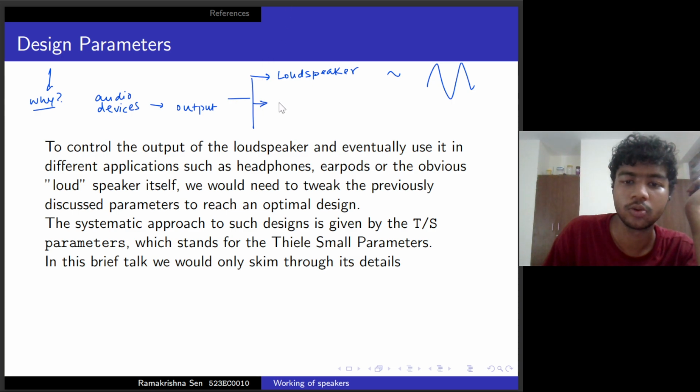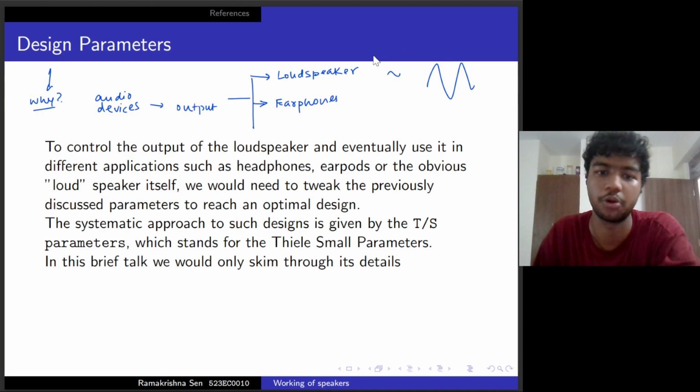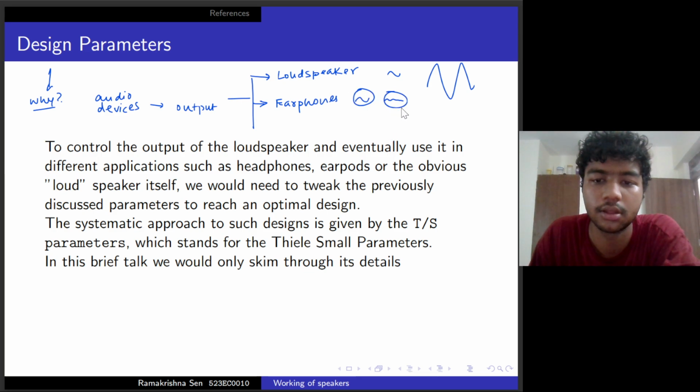Next, you might want it to be used in earphones, right? Earphones are also one type of an audio output device, wherein the input might be low, and the output might be required to be even lower, right? But you want to replicate that input as an output. You just are changing the amplitude, right? Those will be earphones. Then some similar use cases would be headphones and etc.